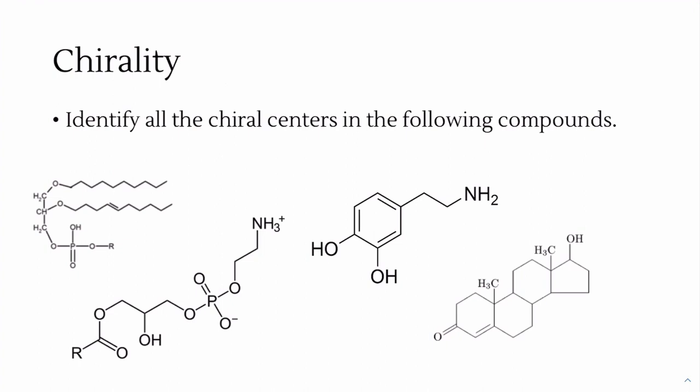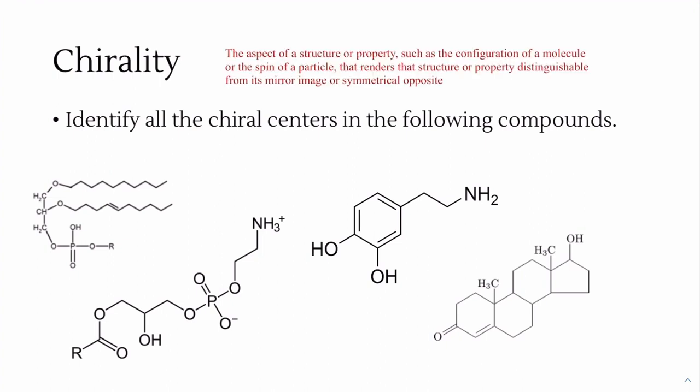Okay, chirality. I looked this up, and hopefully this definition will help you: it is the aspect of a structure or property, such as the configuration of a molecule or the spin of a particle, that renders the structure or property distinguishable from its mirror image or symmetrical opposite. Meaning, for example, we talked about facing your hands towards each other, right? They're mirror images of each other in theory. But once you try to superimpose one on the other, they're different, right? They actually look different, and your thumbs end up on the opposite side. So our body actually exhibits chirality, but as far as molecules go, for molecules to be chiral, there has to be an atom that's bound to 4 different groups. Okay, 4 different. I'll just put different up here, different groups. And I'll show you what that means as we look at these compounds.